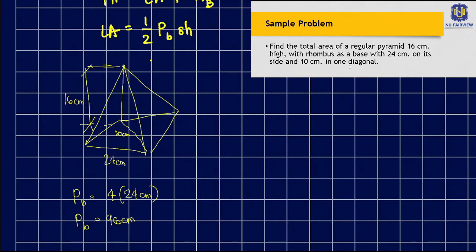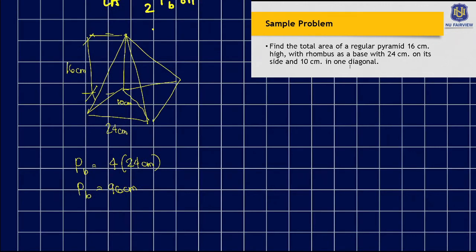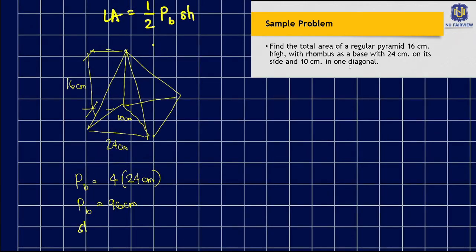Now, after natin makuha yung perimeter ng base, we now have to find the slant height. So, i-box natin siya para madali natin siyang makita later on. Now, alin nga yung slant height natin? Kung maaalala nyo ang discussion, ito yung ating slant height. Paano natin makikita yung sukat nito? We can use yung given na altitude. Alam naman natin kapag regular pyramid, it passes through the center.